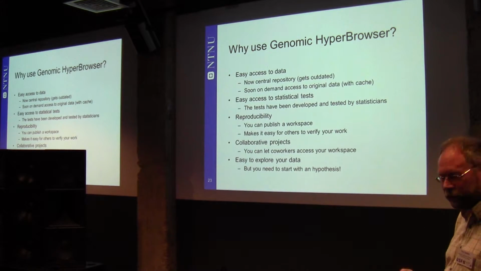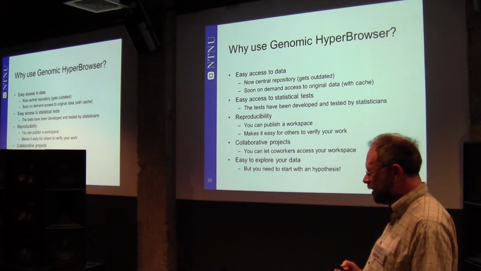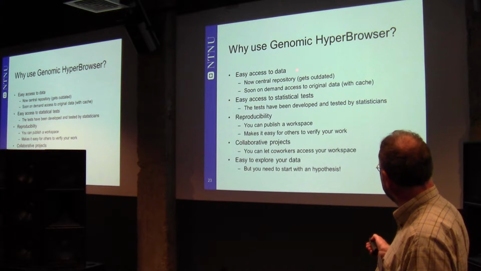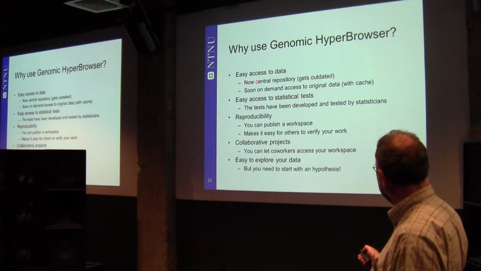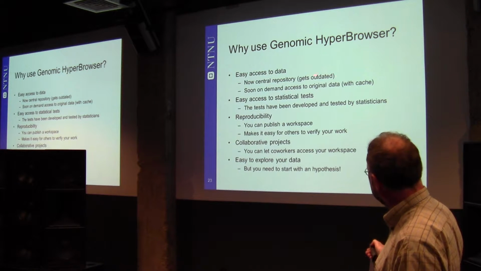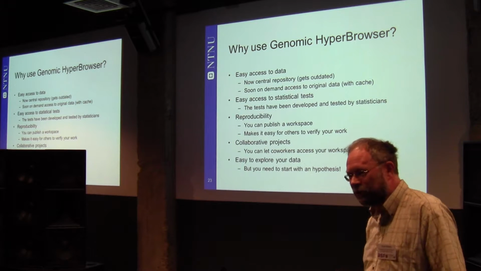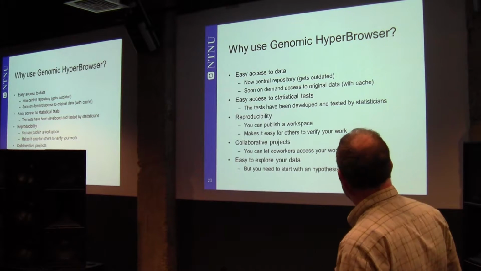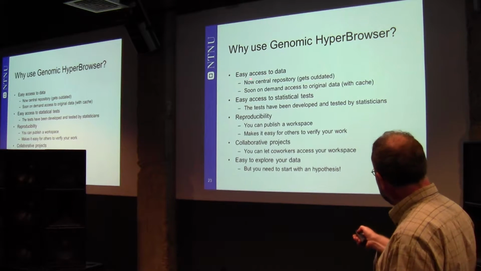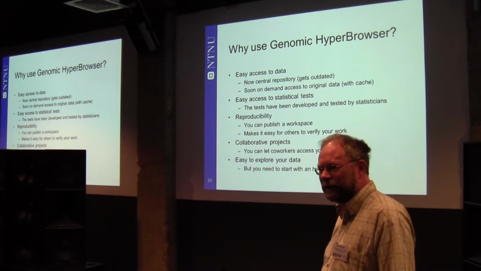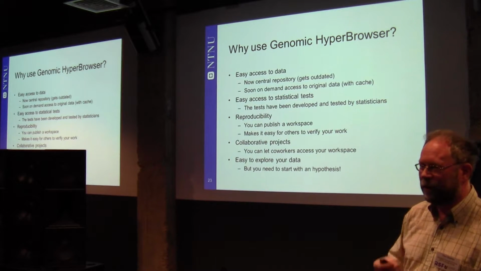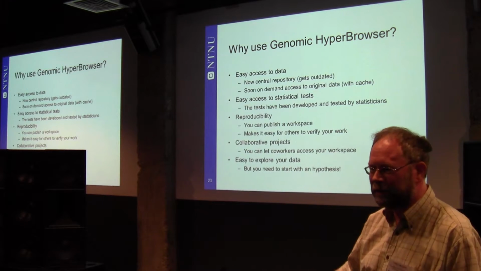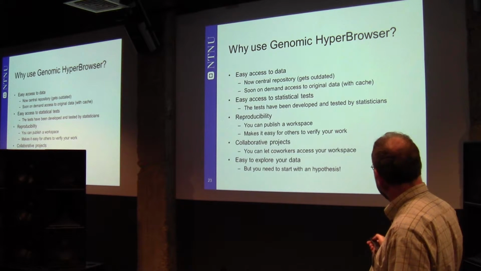Why should you want to use the genomic hyperparameter for these tests? One is, of course, that you have easy access to the data, because you have a lot of data now in a central repository, so you can just load the data you're interested in and do explorative data analysis. The problem with the current model is that it tends to get outdated, meaning that there come new versions of data, new processing methods that improve the processing of data and so on.